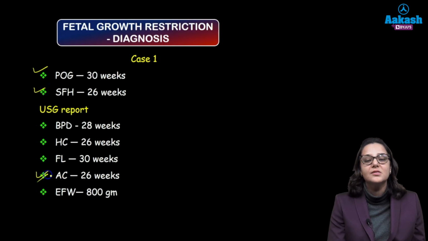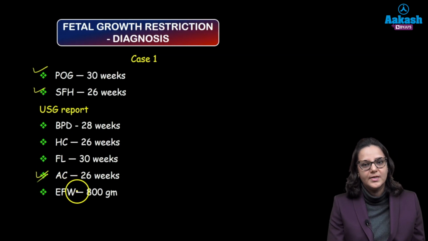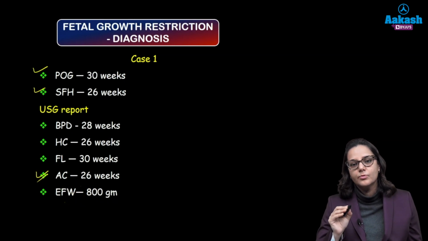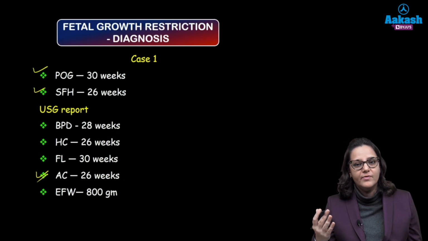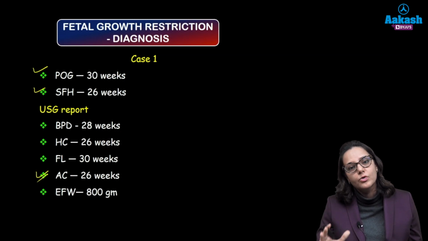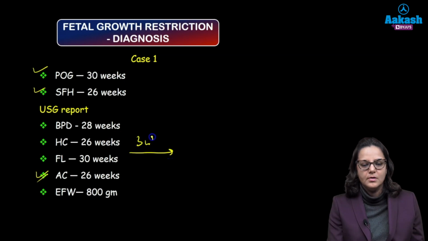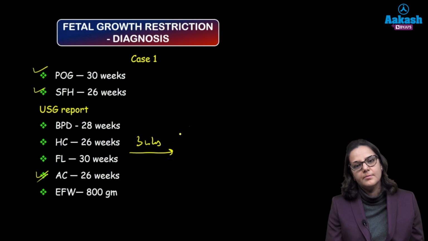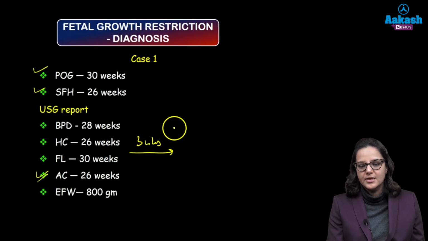And now your abdominal circumference is also showing 26 weeks. Now what are you going to do? This is definitely a small for gestational age baby, but how are you going to define whether it's a constitutionally small baby or a pathologically growth restricted baby? Okay, so after 3 weeks we will repeat the biometry, and let's go through case 1 now.